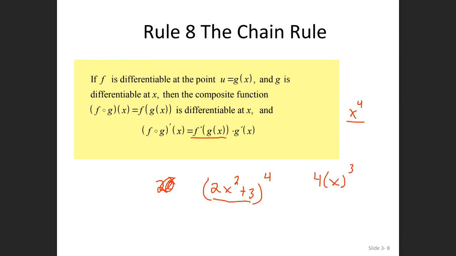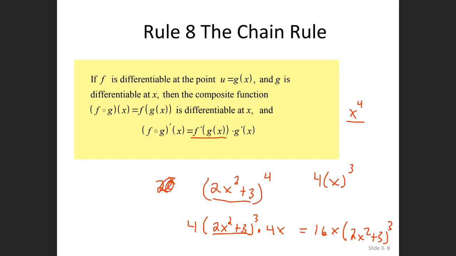But it's not just an x inside. That's why we call it another function. So I bring the 4 down. I leave the middle alone, to the 3rd power, times the derivative of the middle. Well, the derivative of the middle here is just 4x. Now, if I wanted to rewrite this, I would simplify it down. I would multiply the 4 into 4x, so that would give me 16x times 2x squared plus 3 to the 3rd power. So the chain rule says that you have to take the derivative, if it's anything other than x.